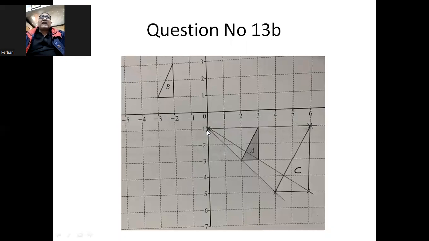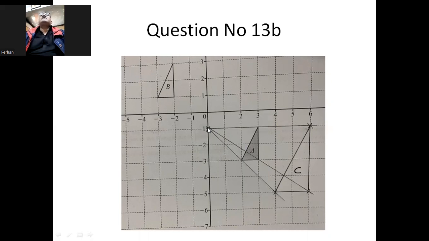So the center of the enlargement is (0, -1). Put a dot here and join this dot with the vertices of the object. For example, here, draw these lines, make them long. Join the center of enlargement with the vertices of the object and make the lines.